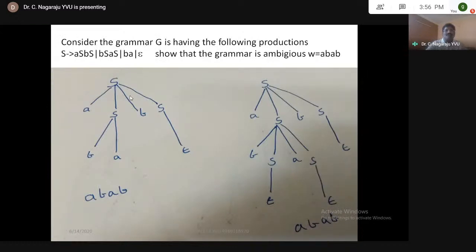Another grammar, consider this. Consider the grammar G having the following productions. I think I saw this one in a previous GATE question paper; many times they give this. S is equal to A capital S B capital S, or B capital S A capital S, or A, B, A, and epsilon. So the grammar is ambiguous for AB and AB. So construct a grammar for this. Try for it.